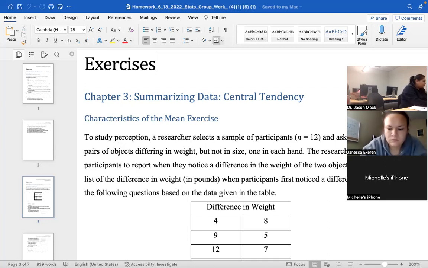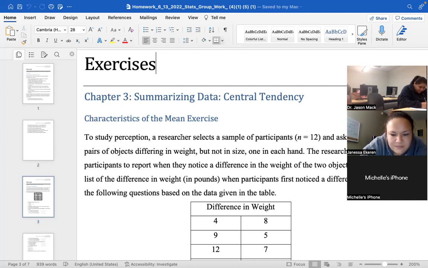So then it's going to be 4 plus 9 plus 12. I can put the formulas back on the board if that would help. So it's 96. 2, 4, 5, 6 divided by 12. So our mean is going to be 8.